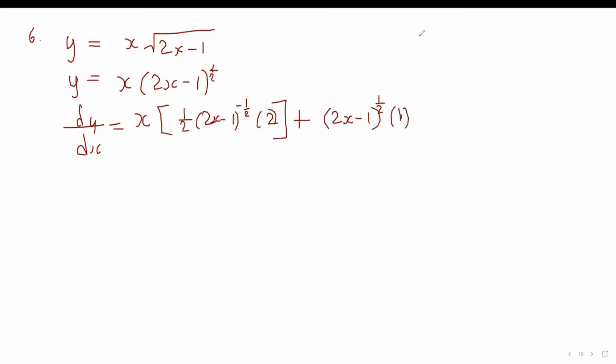So now simplifying all of this, I can see that this 2 would cancel the 2 right here. So dy by dx would work out to be, anything to the minus power can go down in the denominator. So it's 1, but then the 1 is times by x. So this is x over the square root of 2x minus 1, and that is plus the square root of 2x minus 1. This is going to be dy over dx.